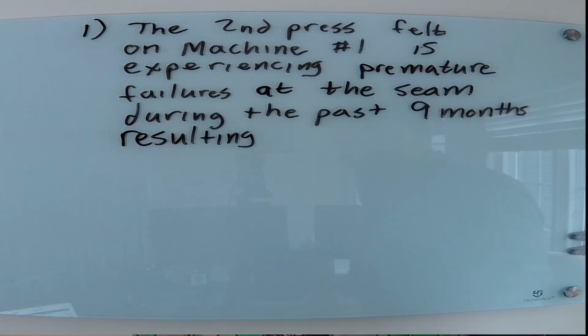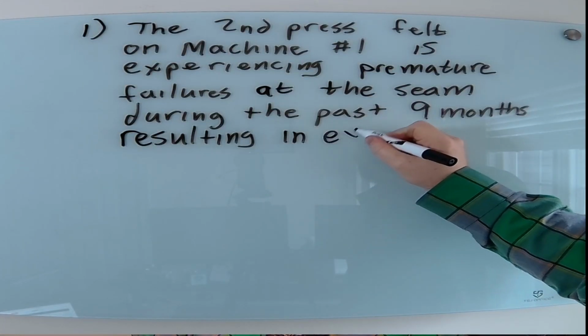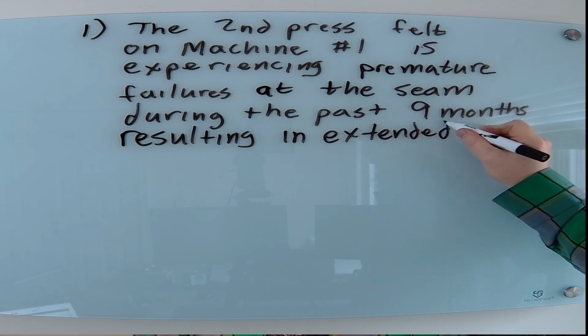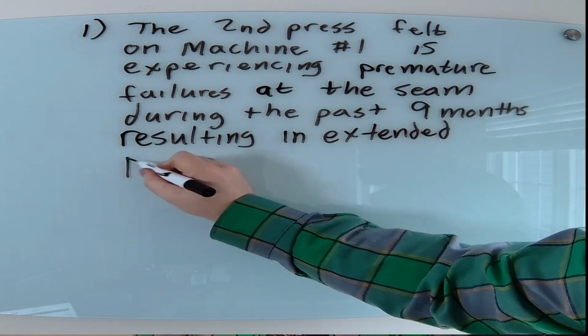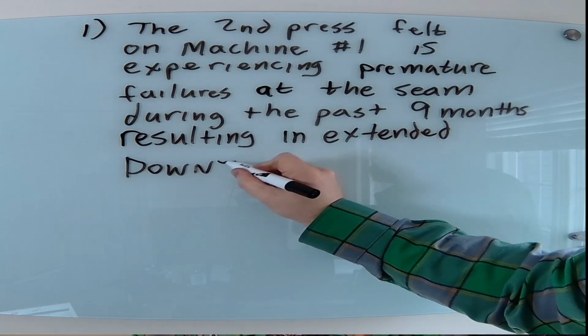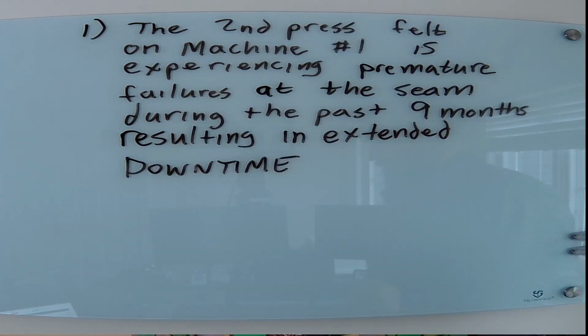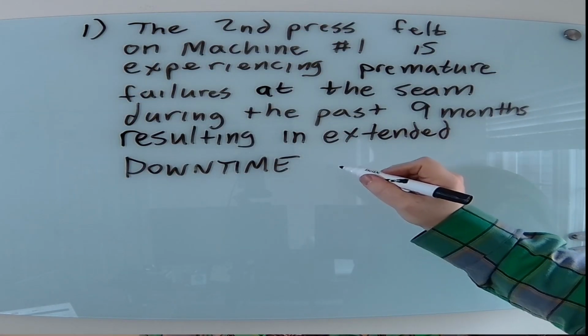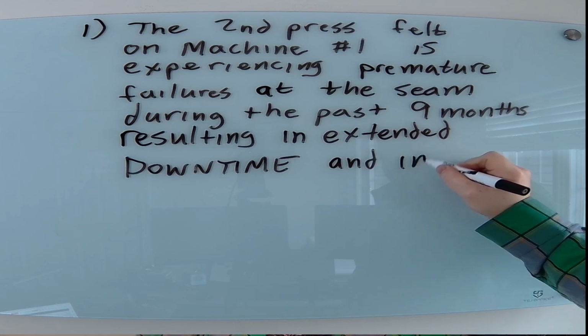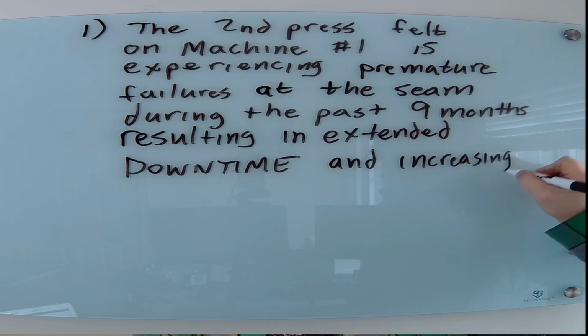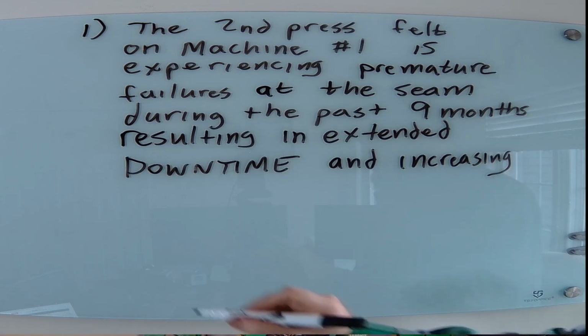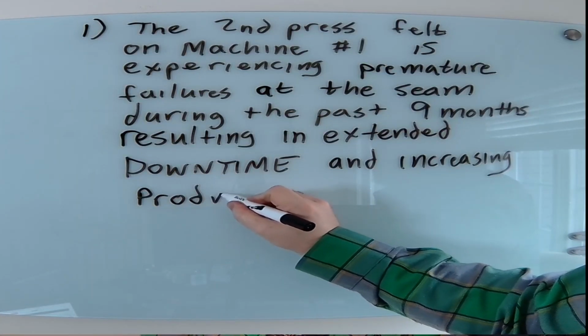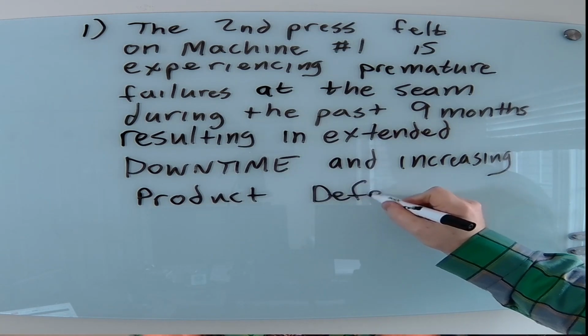So in this case, we have the second press felt on machine 1 is experiencing premature failures at the seam during the past 9 months, resulting in extended downtime and increased product defects. Now, I would say that's a good problem perception. It lets us know pretty specifically where, what piece of equipment we're experiencing the problem on, which felt we're experiencing that problem with, how long that problem's been going on, and what the effect is: downtime and product defects.